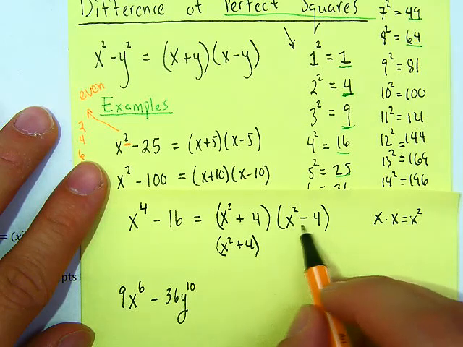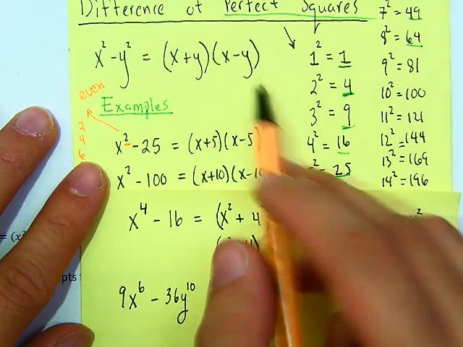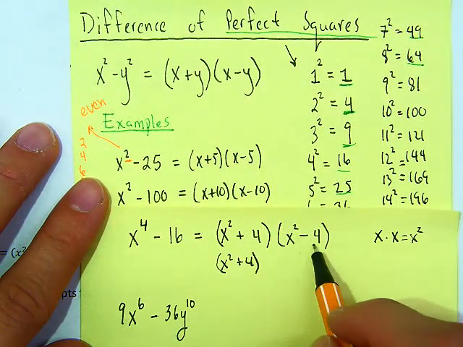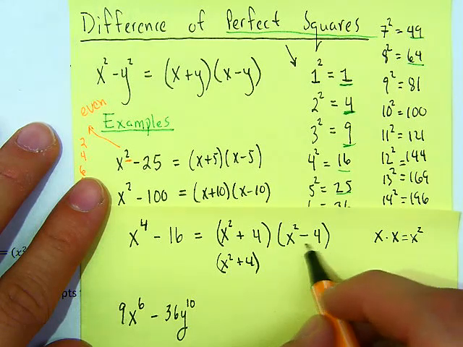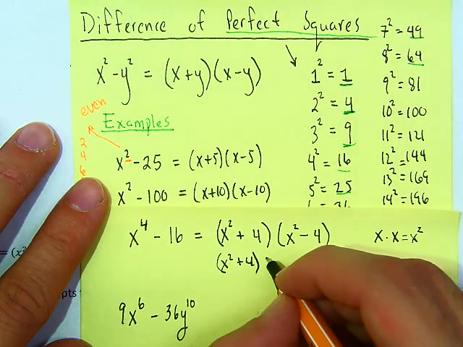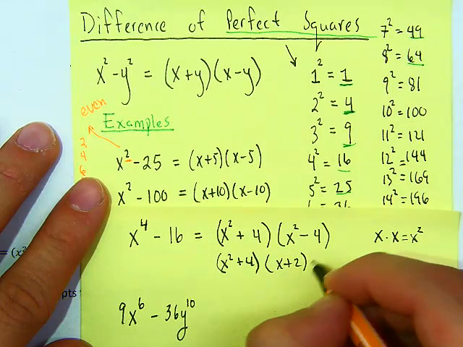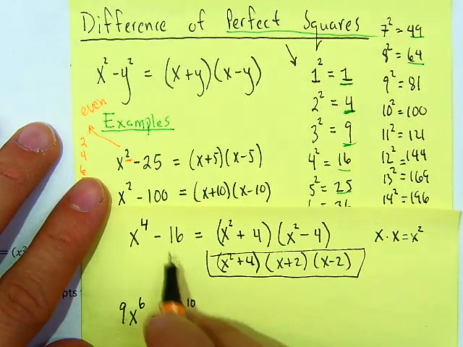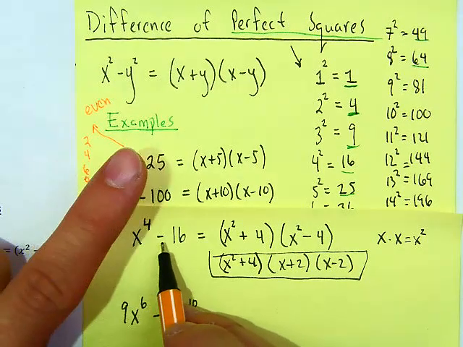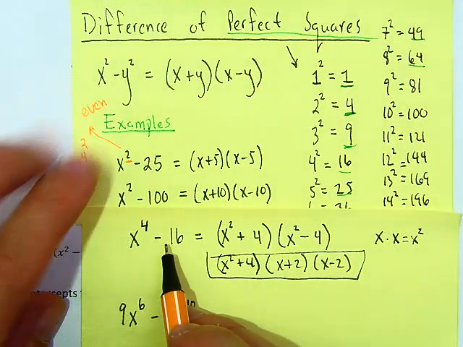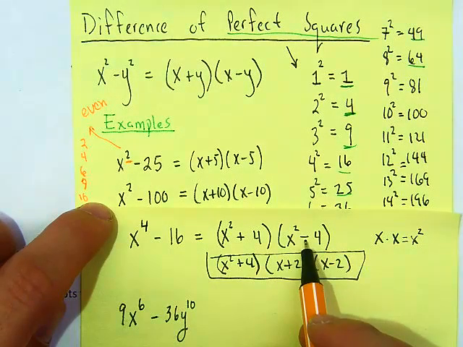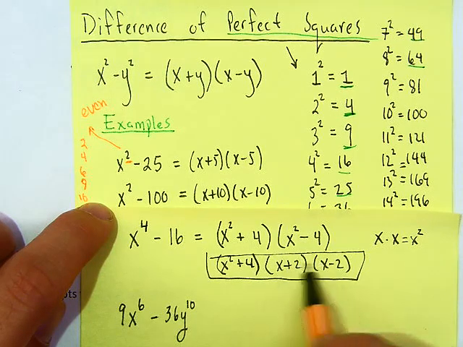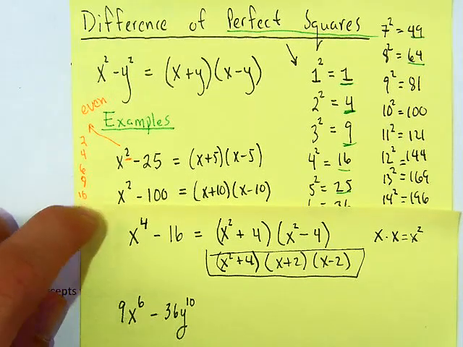But look, can you factor this again? Is this a difference of perfect squares as well? It is. How does this factor? Take your time, pause the video, and how does this factor? X plus 2, x minus 2. So notice that this guy over here, it doesn't factor one time, it factors 2 times. It factors once, and then this thing factors again to this, but don't forget to bring that down.